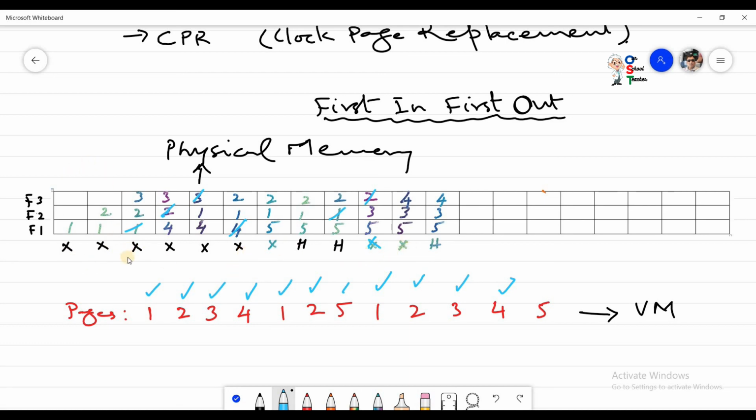Now this is happening because we have limited size of the memory. So what is the solution? The solution may come in your mind that if we have more number of frames in the memory, then we might have less number of page faults.